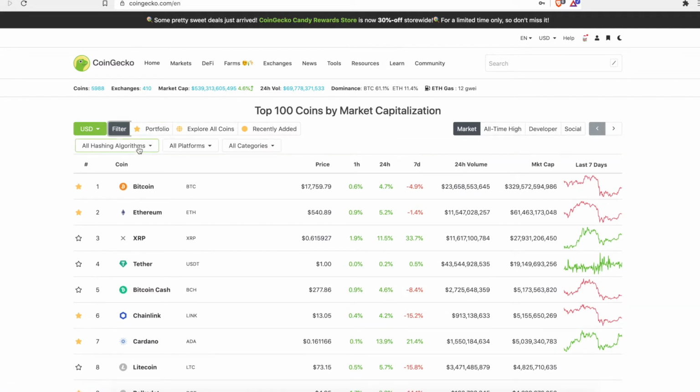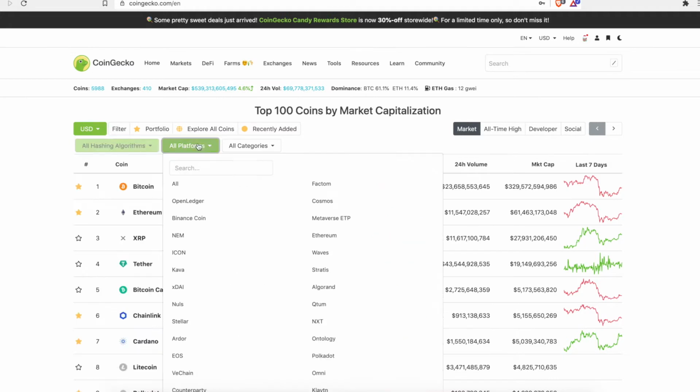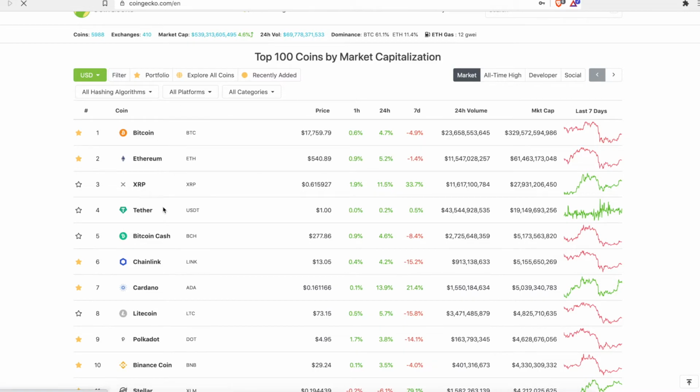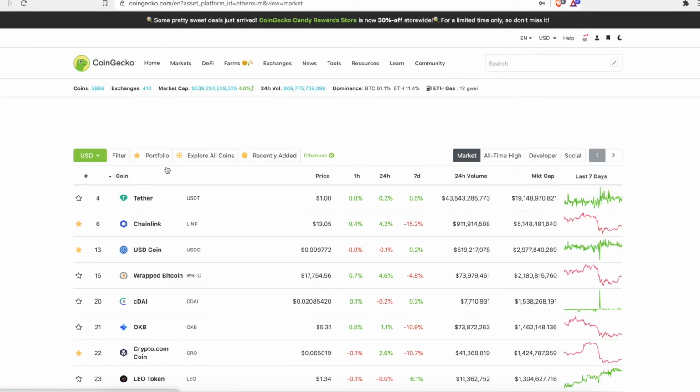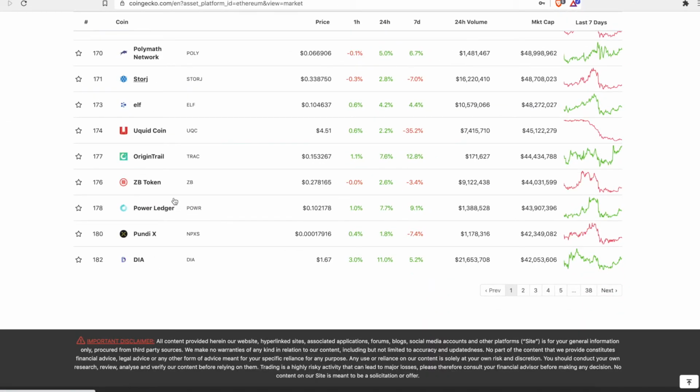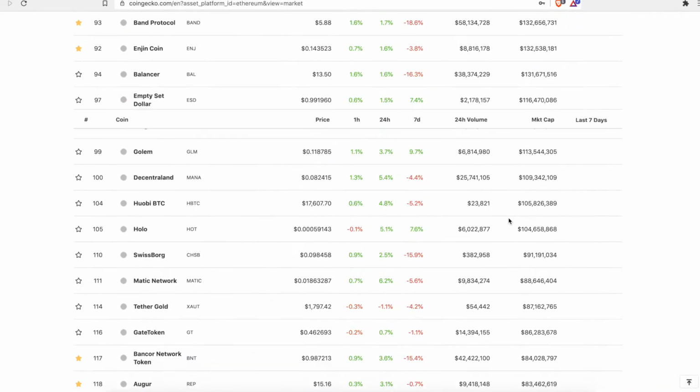But yeah, it's pretty easy to use, very user-friendly. You can filter by hashing algorithms or different platforms it's on. So if you want to say, I only want tokens on Polkadot, or only tokens on Waves, or on Ethereum, it'll give me all the tokens on Ethereum. So you see Bitcoin's not there, it's gone. These are all the projects that are on Ethereum. Ethereum has a ton of them, man.